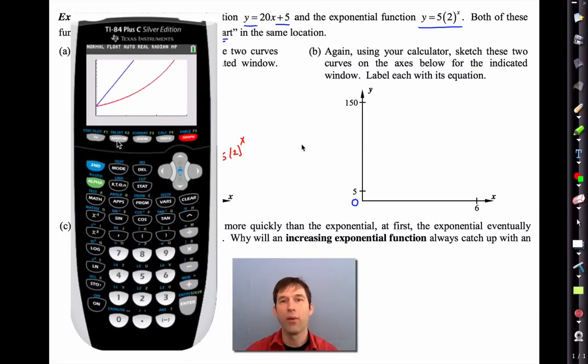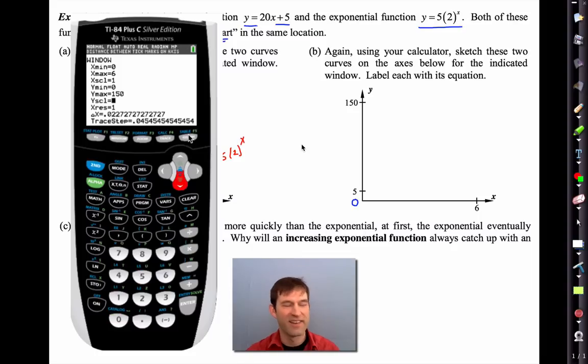Okay, so now what we're going to do is we're just simply going to change the window. So I'm going to hit the window. All right, I'm going to now change x min to 0, and then change my x max to 6. Okay, now we'll keep y min at 0, and we'll go down to y max 150.